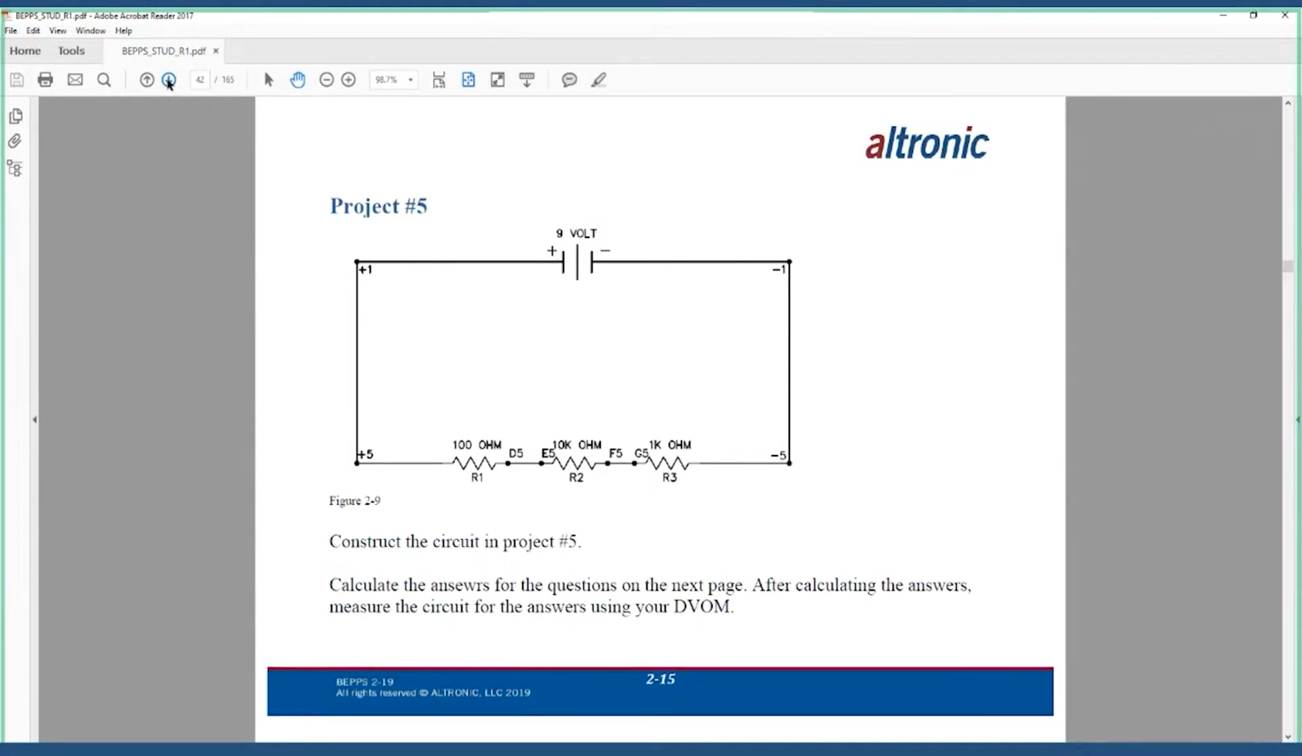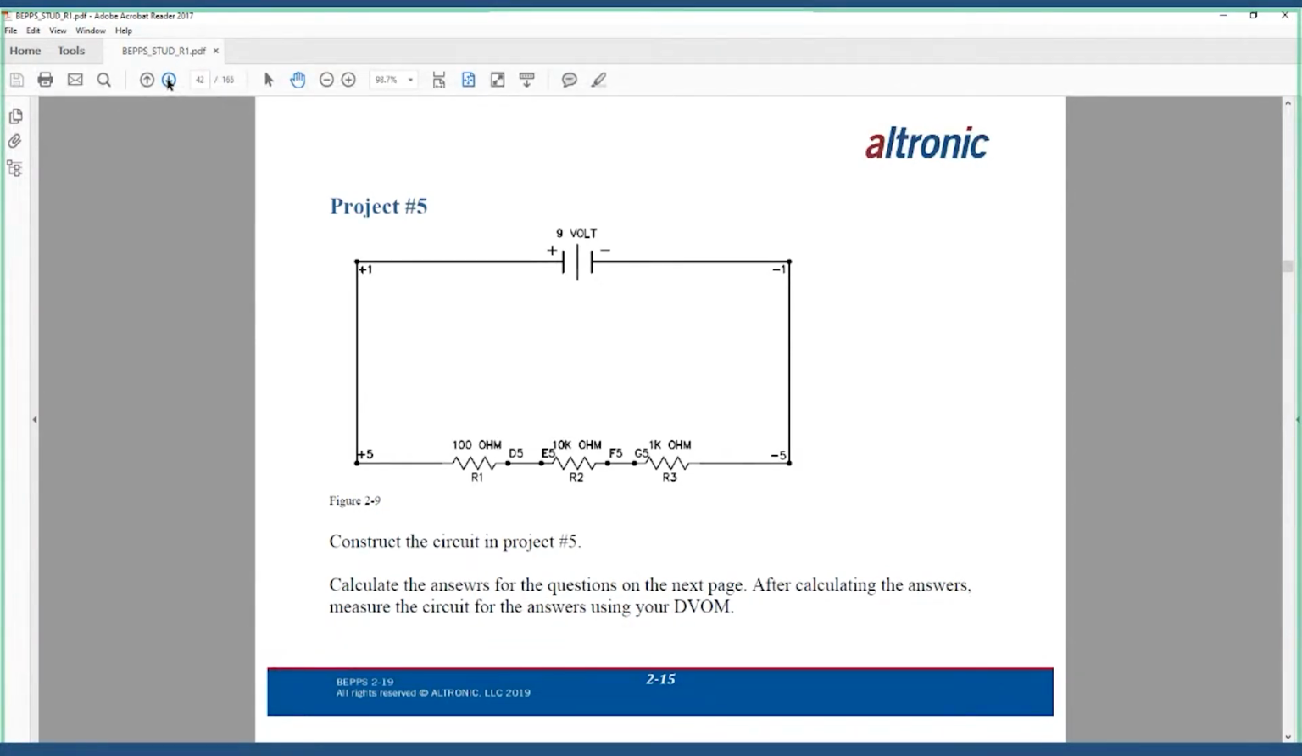We get quite a bit of a voltage draw, 8.1081. And let's do the last one, 0.00081081 times 1,000 ohms. I'm coming up with an answer of 0.81081. Not much of a voltage.